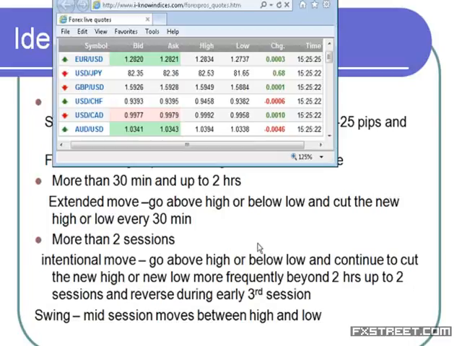They also alternate the extended move with the intentional move. That is why the market appears volatile. Why do they have to do it? They take an intentional move and buy a lot of positions and gain the levels, and make one extended move again. And after gaining the levels, they book profit. So that we need to understand.